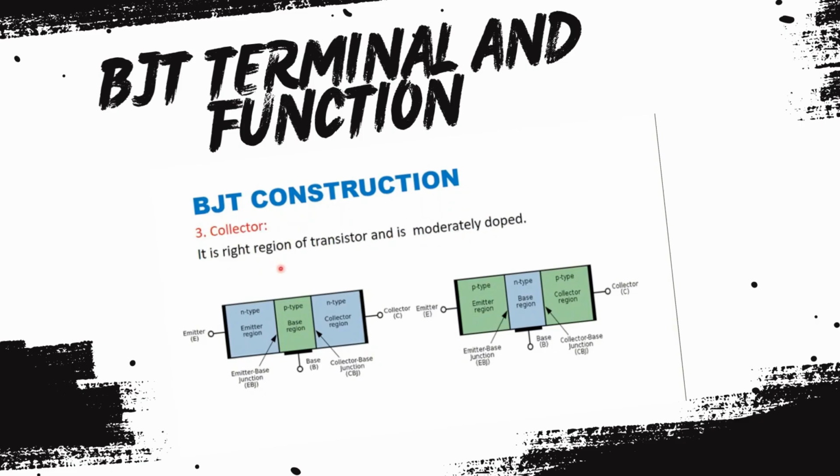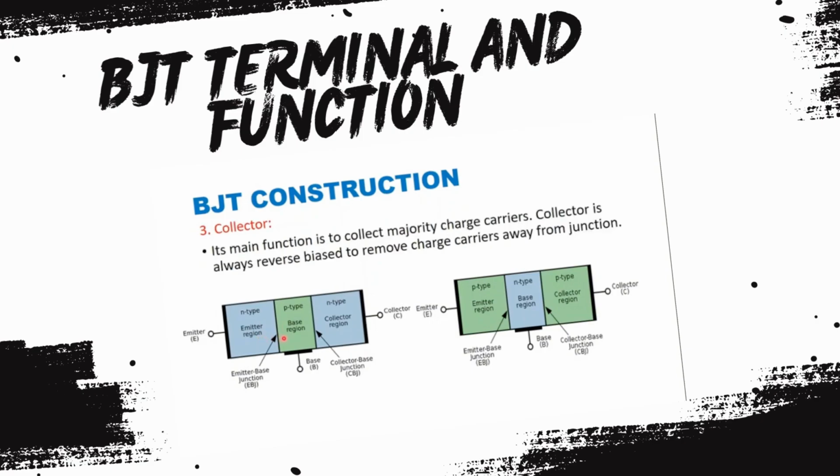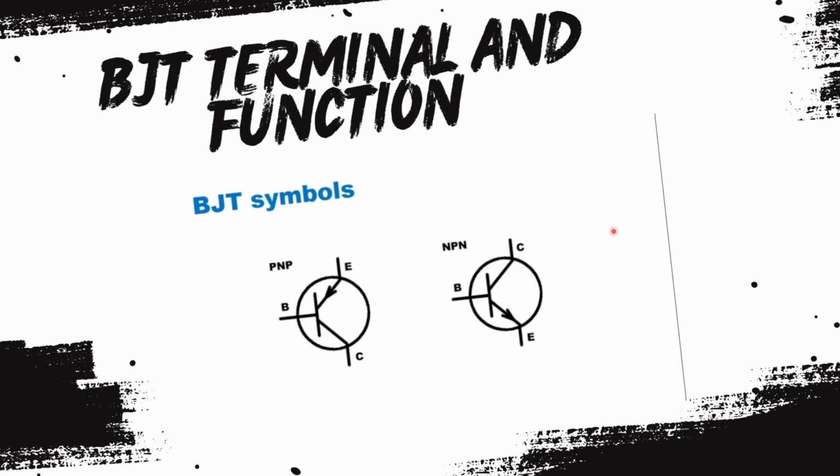Third one is collector region. It is the right region of the transistor and it is moderately doped. Moderately doped means the doping is between emitter region and base region. The collector's main function is to collect majority charge carriers coming from the emitter region through base region. Collector is always reverse biased to remove charge carriers away from the junction.